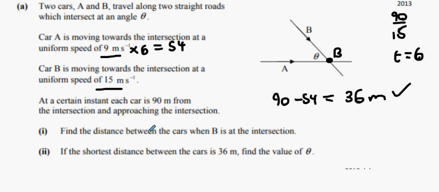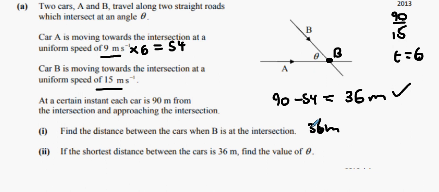Now, next thing. This is difficult though, right? Find the distance between the cars when B is at the intersection. Well, we all know that's 36 meters. You cool with that? Now you have a choice here. You can do phi AB or phi BA. It doesn't actually matter one bit. Why doesn't it matter?